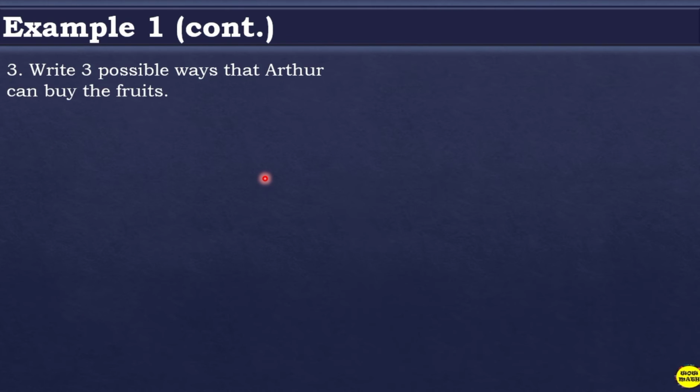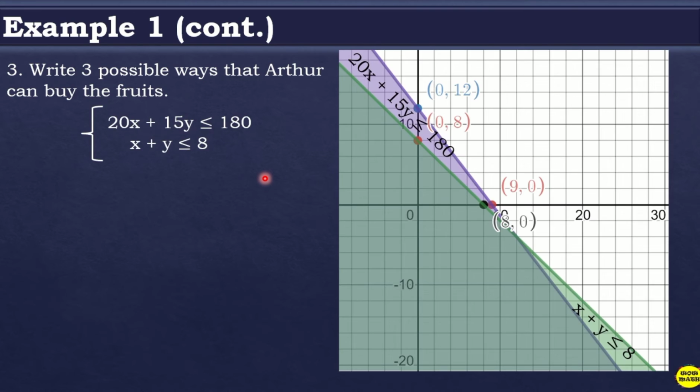Next, question number 3. Write 3 possible ways that Arthur can buy the fruits. So, ito yung graph natin kanina. Diba po? Ito yung graph nung 20x plus 15y, itong purple. And then, itong green, ito yung second inequality. Now, ang tanong, ilang ways kaya, ibig sabihin, ilang mango at ilang guava yung pwede niyong bilhin na hindi siya lalampas sa 180. So, hanggang dito lang yung expenses niya. Okay? So, ilan kaya ang bilang ng mango at guava? So, yun ang aalamin natin.